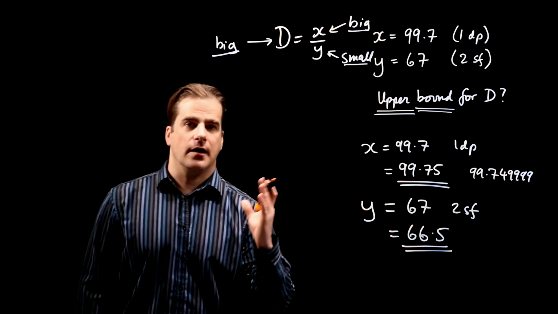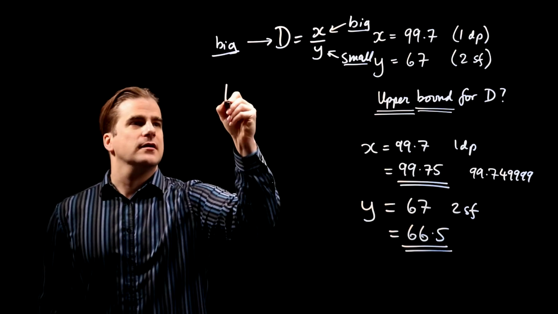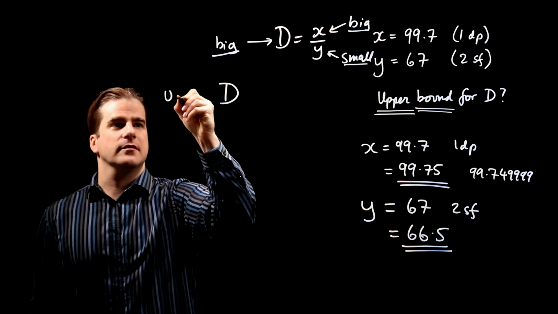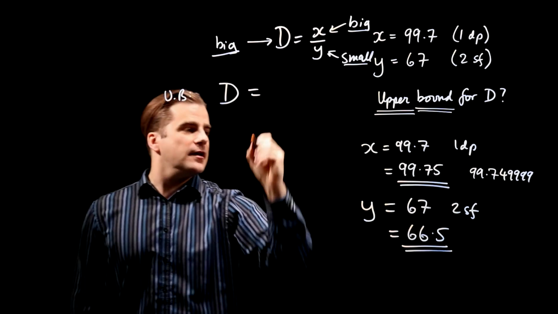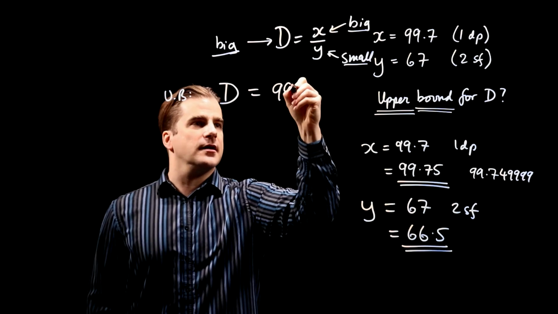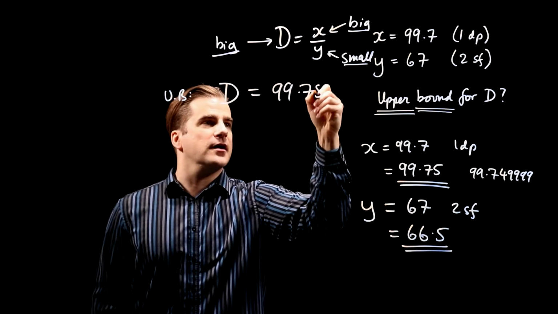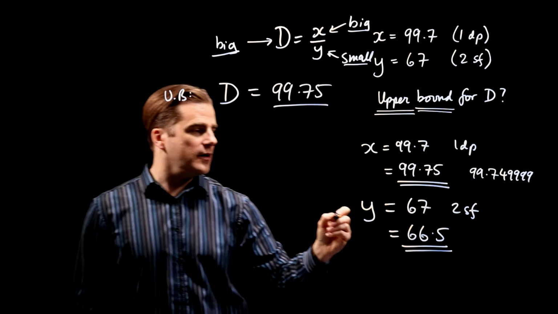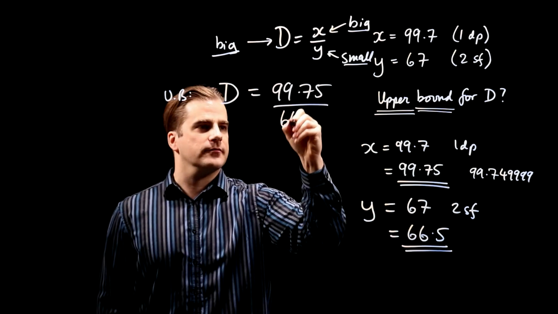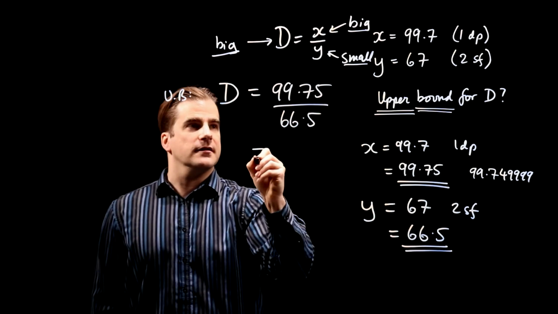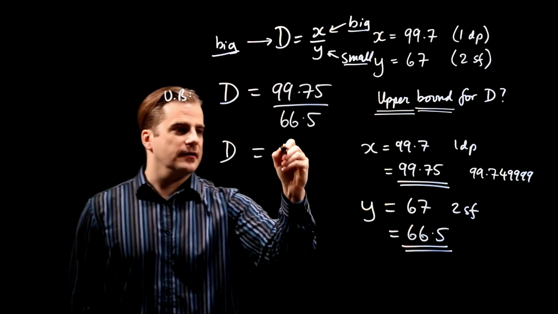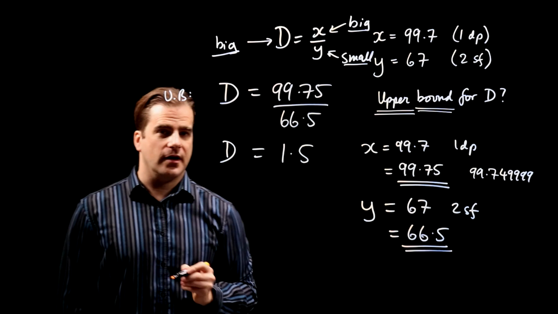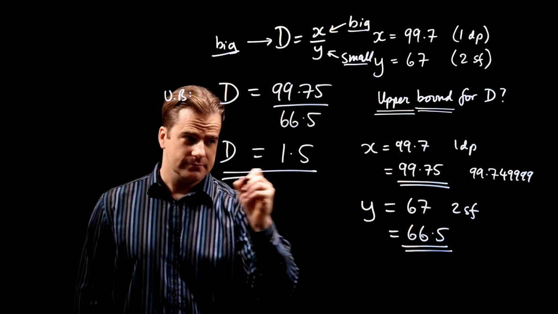Okay, you just stick it in the calculator now. So the upper bound for D is x 99.75 over y 66.5. Stick that in the calculator and you actually get 1.5. And that's it.